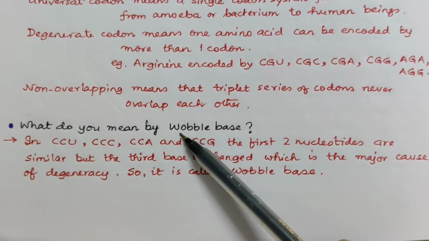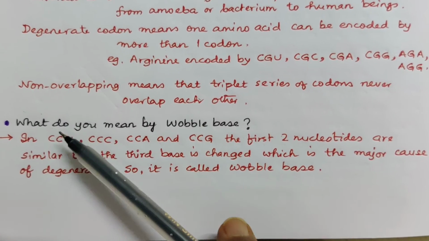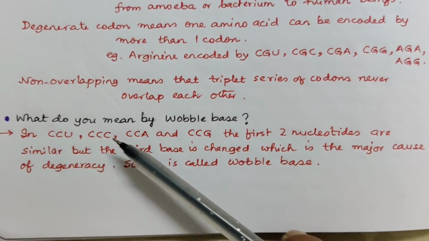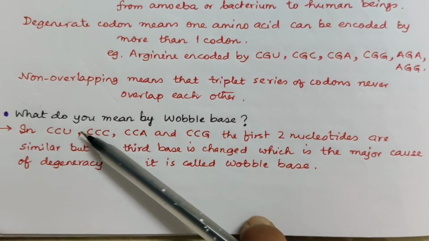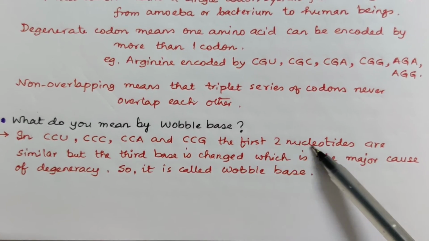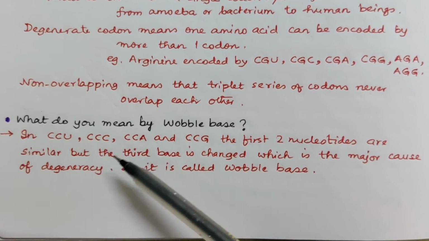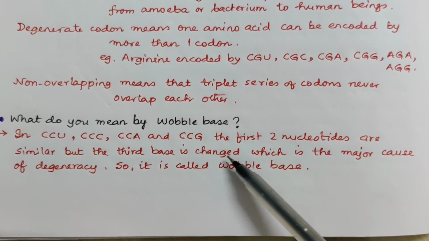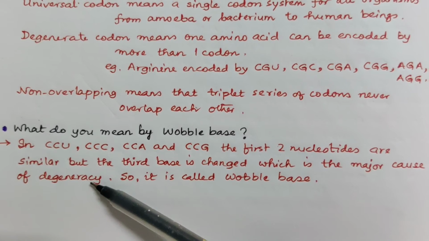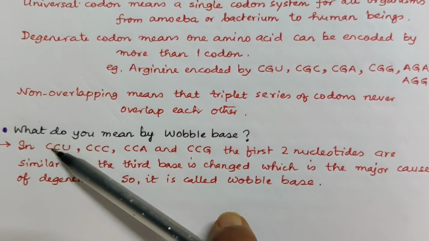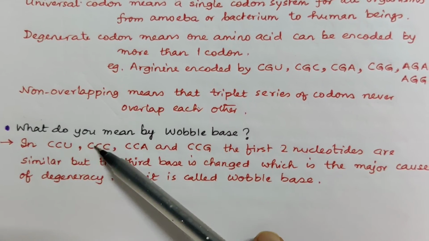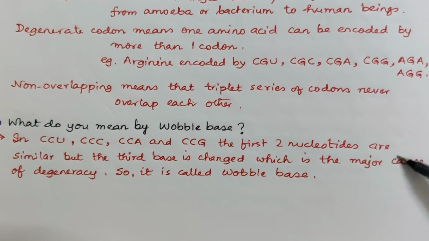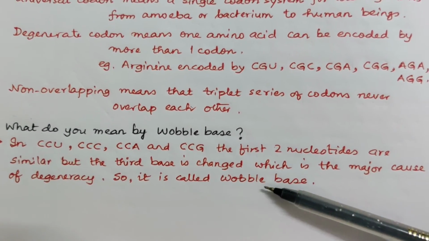What do you mean by wobble base? Now here examples are CCU, CCC, CCA, CCG. The first two of the triplets are equal in all these cases. These are first two nucleosides. These are similar, but the third base is changed: U, C, A and G, which is the major cause of degeneracy. The first two nitrogen bases are equal in all these 4 cases, but the third one differs in all of them. This is the cause of degeneracy, so this is known as wobble base.